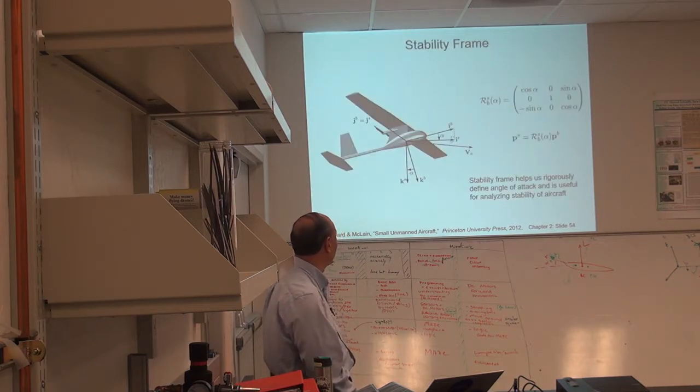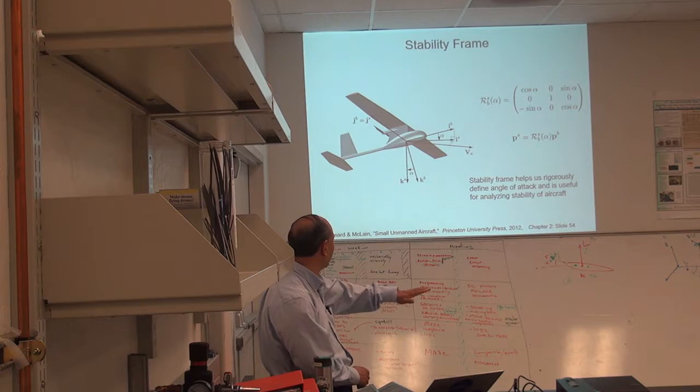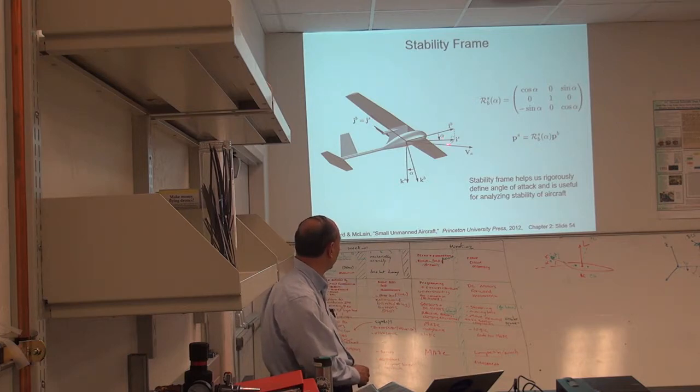Sometimes we use something called the stability frame. In this one, we have the velocity vector v in here. We project this one, okay, project this one. And this is the body axis. So this is the horizontal frame. It's also body frame. You project on that plane, so this goes to here and then comes to here. So that is the stability frame for us to define an angle of attack.